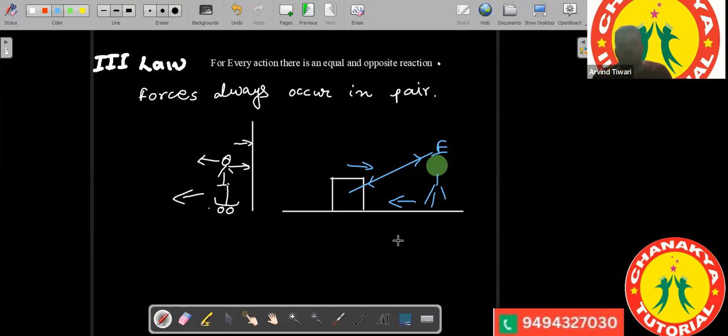The amount of action is always equal and opposite to the reaction. Both the forces are equal and opposite. So if I am pulling the block, the block is pulling me also. Everywhere it is correct. Action and reaction always exist in pairs.